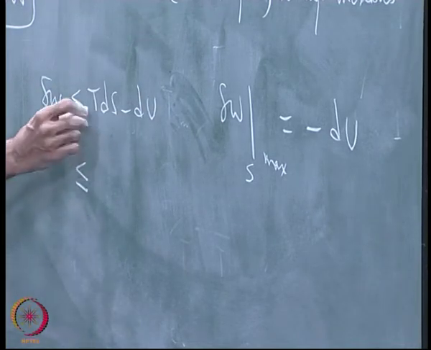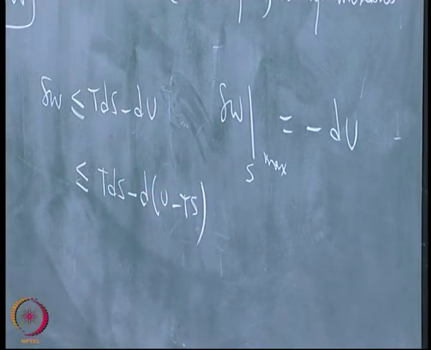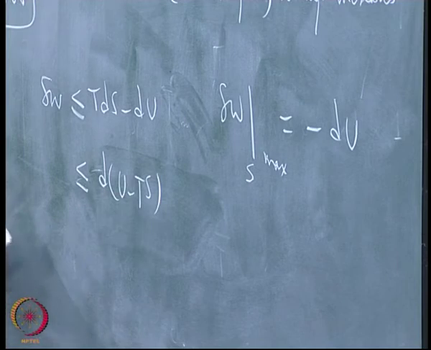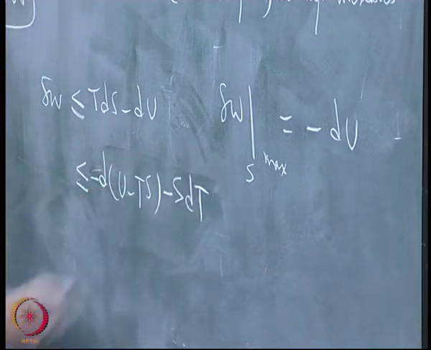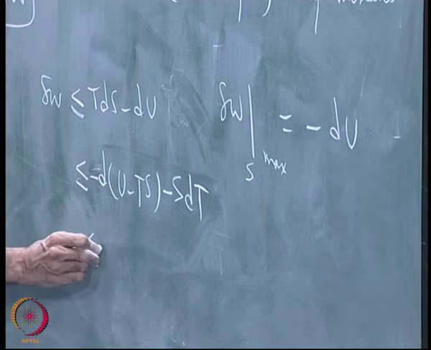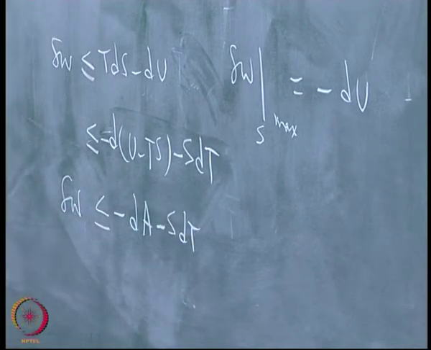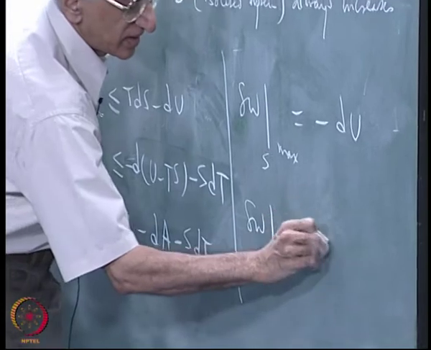You write TdS minus... sorry, I will rewrite this this way. This gives you minus du plus TdS, and then I have plus SdT, so I will subtract SdT. And because this animal U minus TS is going to appear again and again, I will write this as minus dA, minus SdT. So I have this profound conclusion: delta W at constant temperature, maximum value is minus dA.